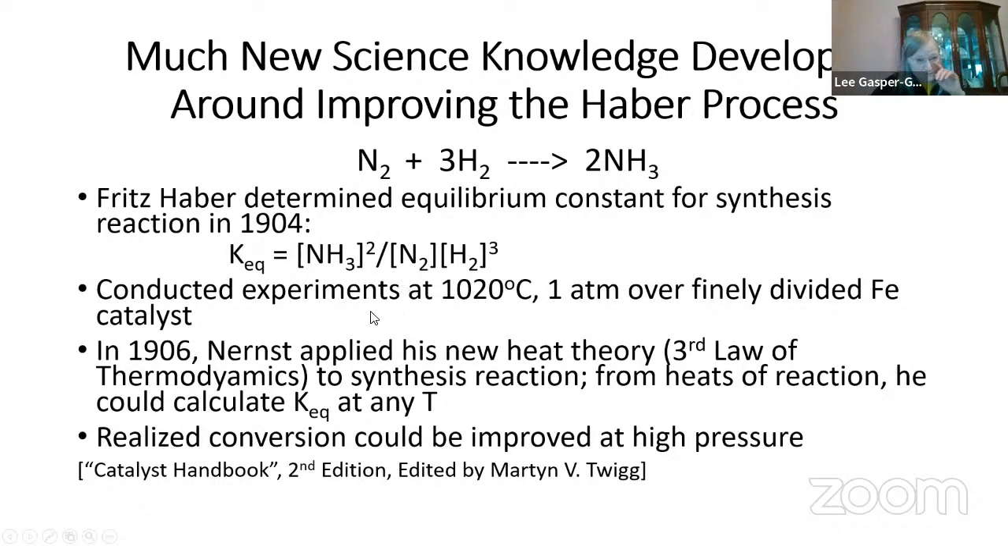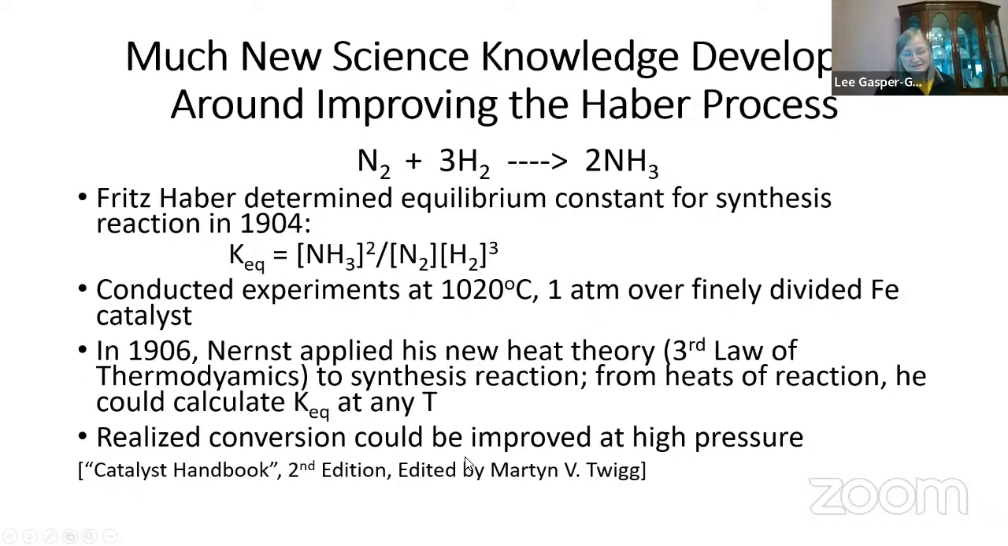All right. So then they conducted experiments at 1020 degrees centigrade at 1 atmosphere pressure over finely divided iron catalyst. And in 1906, Nernst applied his new heat theory, which later became known as the third law of thermodynamics, to this synthesis reaction. And from the heat of reaction, he found that he could calculate the equilibrium constant at any temperature. And then after having all of this knowledge, they realized that the conversion could be improved at high pressure.